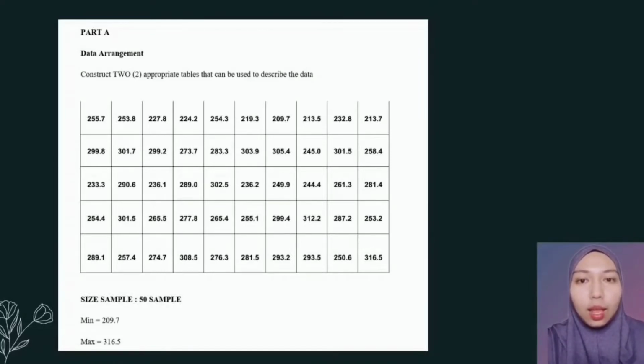Firstly, I need to select n more than 25, but I chose to select a sample size of 50 based on the data given in Appendix 1. The mean is 209.7 and the maximum is 316.5.